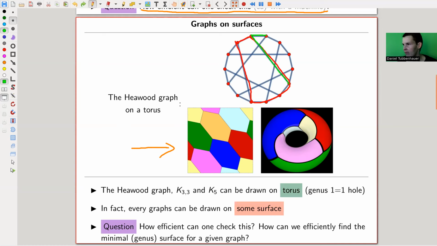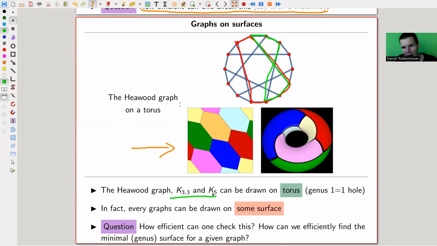So here's another one, maybe. Okay, something like this. 1, 2, 3, 4, 5, 6. Perfect. So these are all hexagons, and the hexagons sit nicely in the torus. So you can actually draw them on the torus. And it's a fun exercise. You can actually draw K3,3 and K5 also on a torus.